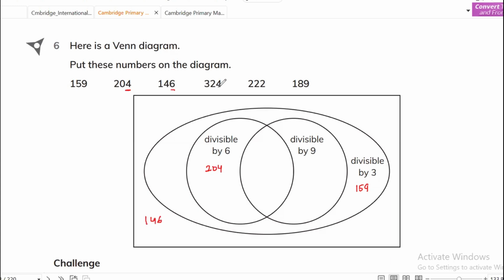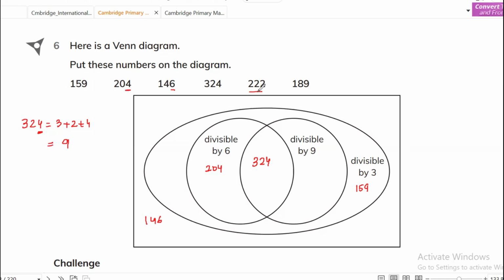Then the next one is 324. Of course, it is an even number, but we will check the sum of the digits. 3 plus 2, 5. 5 plus 4, 9. So that 9 is divisible by 3. Yes, 3, 2, 4. Once you add 3 plus 2 plus 4, this gives me 9. And remember, 9 is divisible by 3, 9 is divisible by 9, and it ends in 4, so it is divisible by 6.